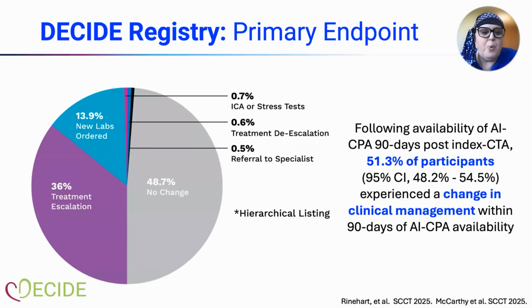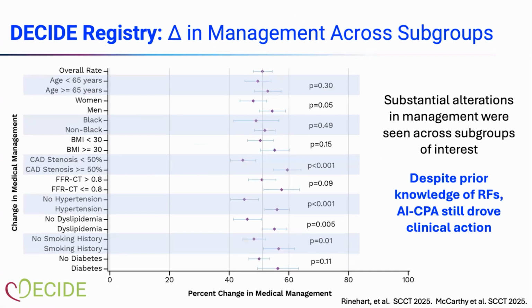13.9% had new lab orders, 36% had treatment escalation. Very few of the patients had further studies or treatment de-escalation, and 0.5% were referred to a specialist. When we look at change in management across subgroups, what we found is that there was really no significant difference when you look at age, the gender, or the ethnicity, or the BMI.